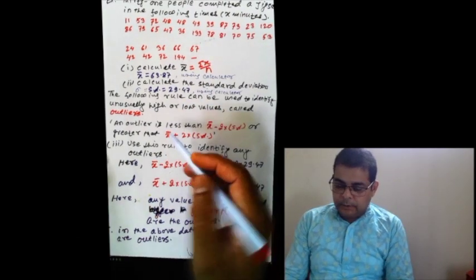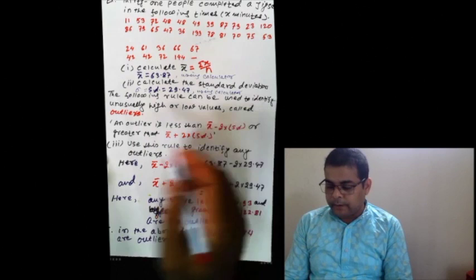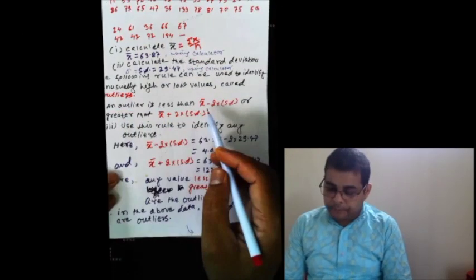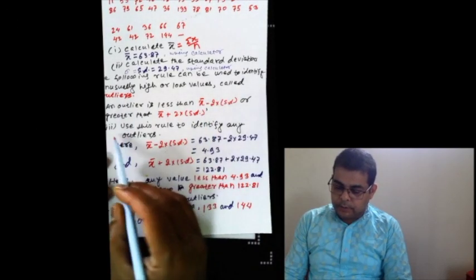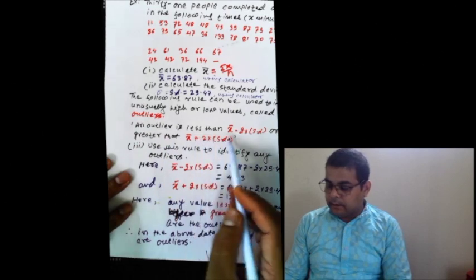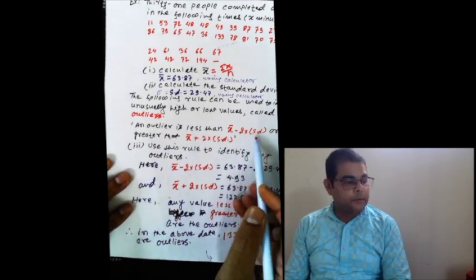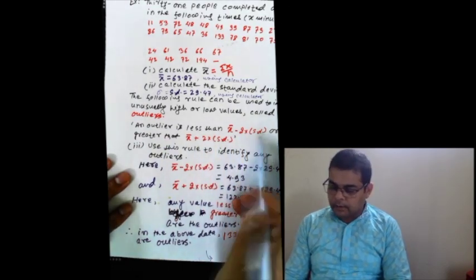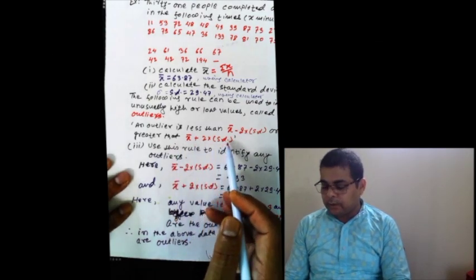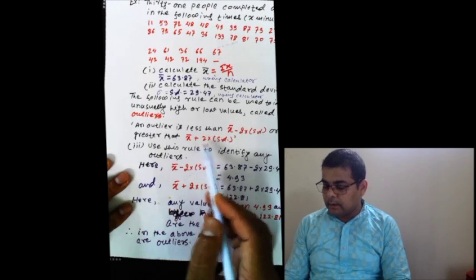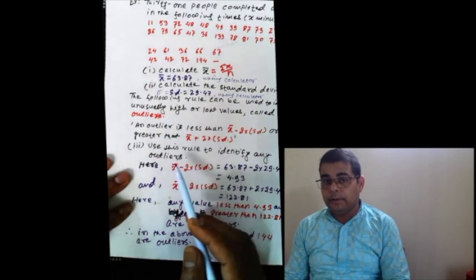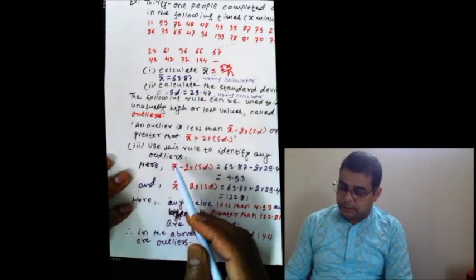Another step is that the following rule can be used to identify unusually high or low values, called outliers. In question number 3, it suggests that an outlier is less than x bar minus 2 times the standard deviation, or greater than x bar plus 2 times the standard deviation. Any value greater than this or less than this from the given set of data will be rejected. So you have to check it out.